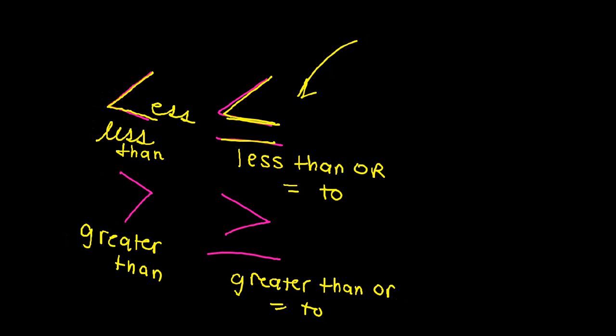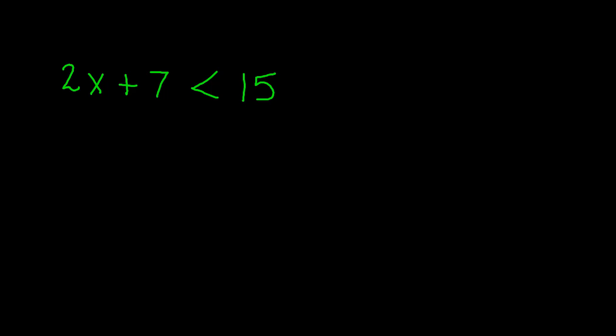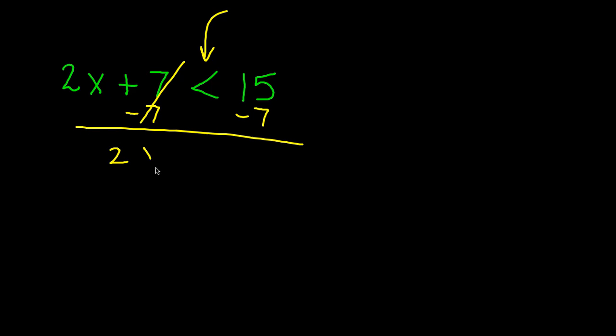So let's take a look at our first inequality. We've got this guy here that says 2x plus 7 is less than 15. Remember, that's the less than symbol right there. We're going to treat this just like an equation when it comes time to solve it. We're going to try to isolate x. The first thing we're going to do is get rid of this plus 7 with a minus 7, and we're going to get 2x less than 8. I'm going to divide both sides by 2, and I'm going to get that x is less than 4.